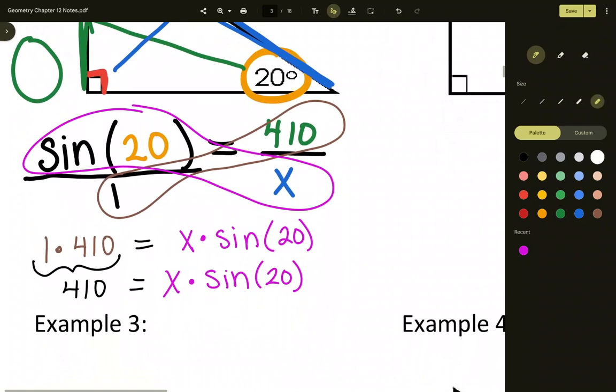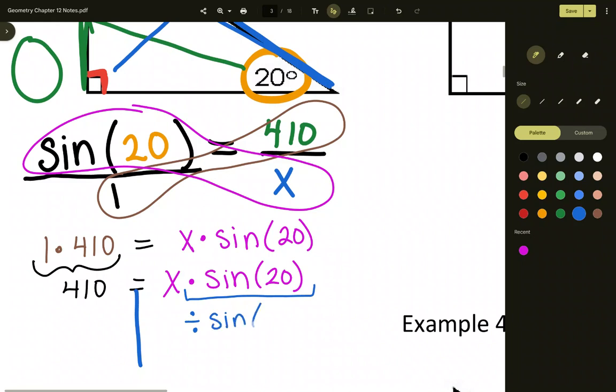Whoops, kind of taking up too much space here. Let me erase this for more space. All right, now 410, that's great. I'm going to do a little t-chart here, and I'm going to get rid of this x times sine of 20, which means I've got to get rid of this times sine of 20. Opposite of multiply is divide. So I'm going to divide by the sine of 20.